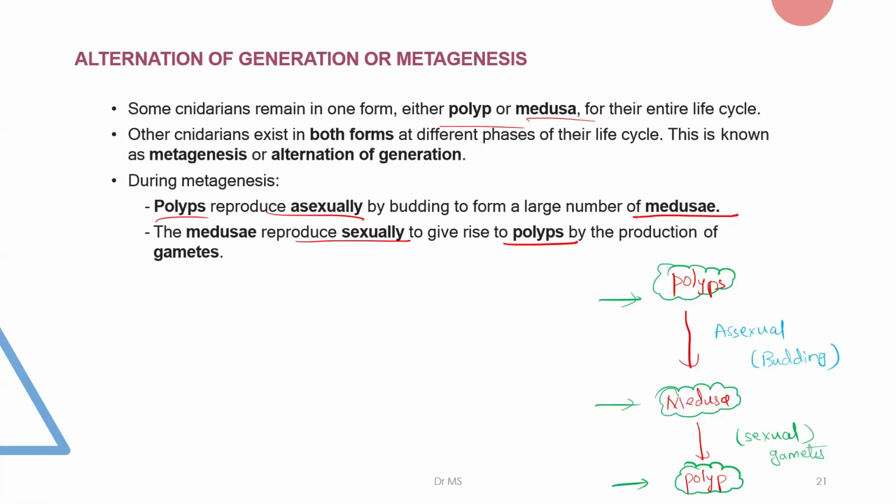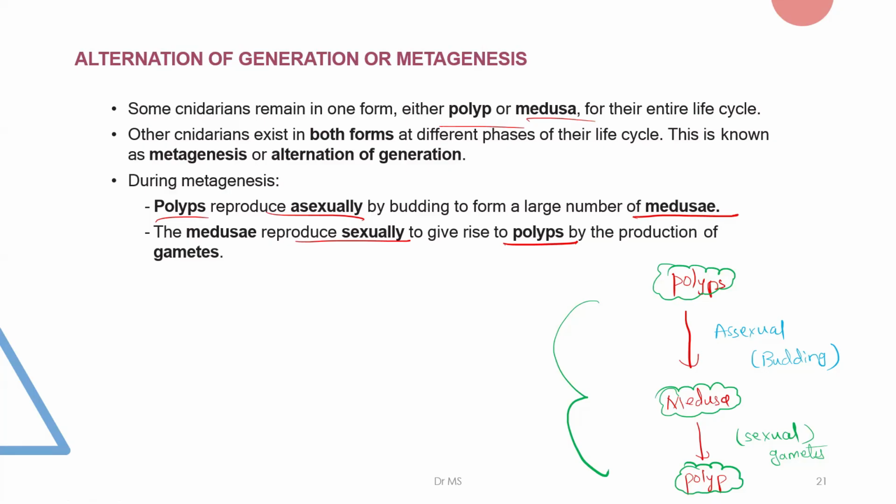So have you understood what is the meaning of metagenesis? Any doubts? No doubt, sir. No. So this is very, very important. Polyps will give the medusa through asexual reproduction, and medusa gives the polyp through sexual reproduction. Okay, so this happens as alternate generations. That means one stage it is polyp, the other stage it is medusa, again polyp, again medusa, again polyp, again medusa. So this kind we call metagenesis.